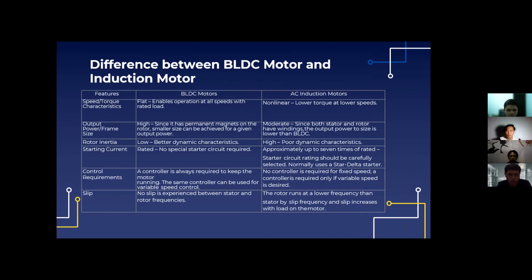Control requirement on the PLDC motor is that a control is always required to keep the motor running. The same control can be used for variable speed control. But on the AC induction motor, no control is required for fixed speed. A control is required only if variable speed is desired.